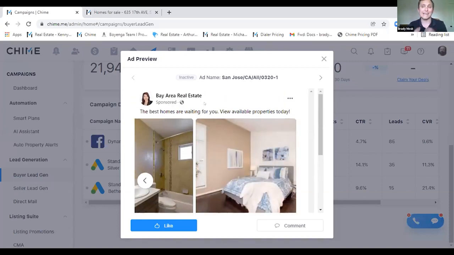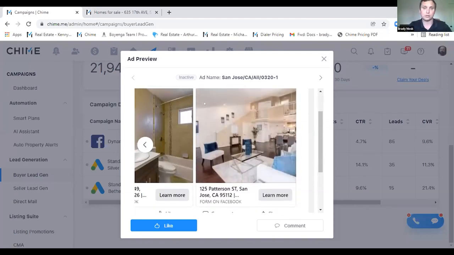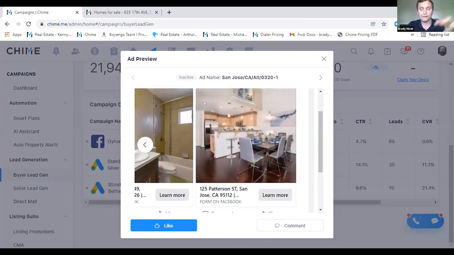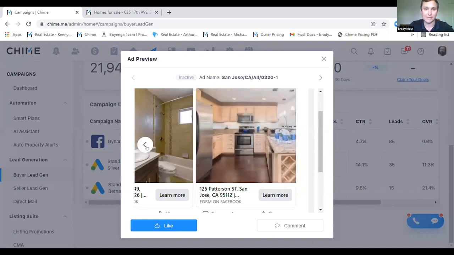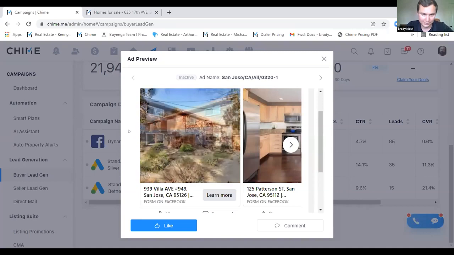But that's what a Facebook dynamic ad does, is it takes your listings, builds a carousel display of those homes in your market on Facebook, drives traffic to your site, and then helps to capture those leads. That's the first half of a dare ad. The second half is retargeting.